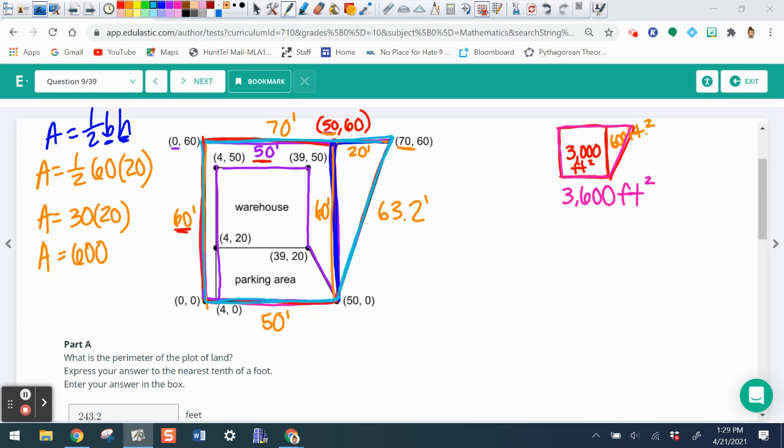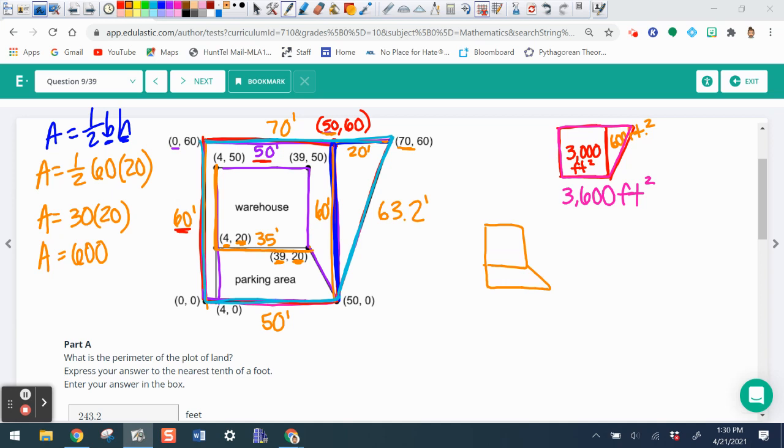So now let's find the area of the warehouse. I'll draw that and the little parking area. The area of the warehouse is a rectangle, or it could even be a square potentially, but it's just length times width. So we only need two distances here. Notice that the y values for these two points are the same, so we just need to find the distance between our x's. The distance between 4 and 39 is 35. So we'll call that our length, if you will.